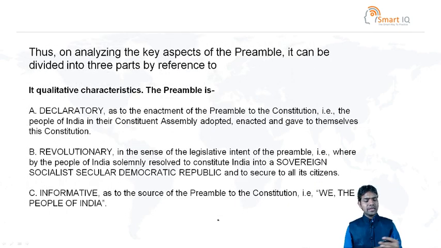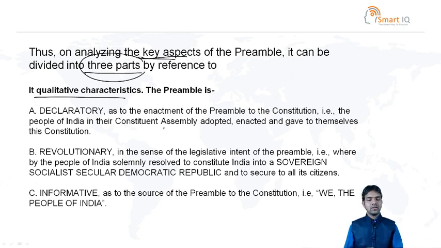So, analyzing the key aspects of the preamble. In the preamble, there are a number of key aspects. They can be divided into three parts, by reference to its qualitative characteristics. The first one is the declarative character.